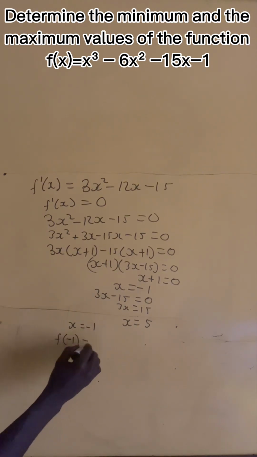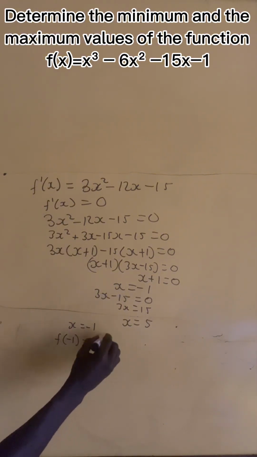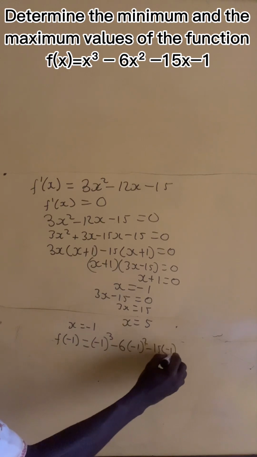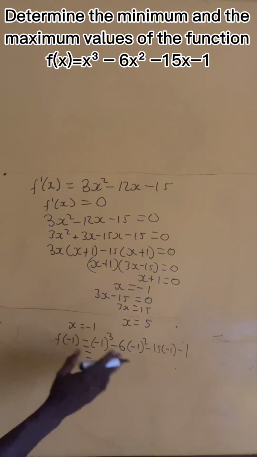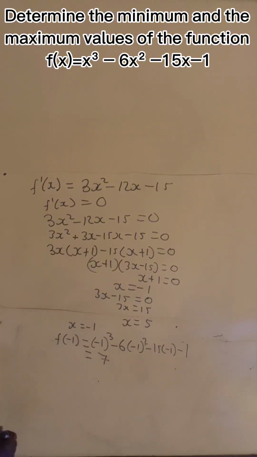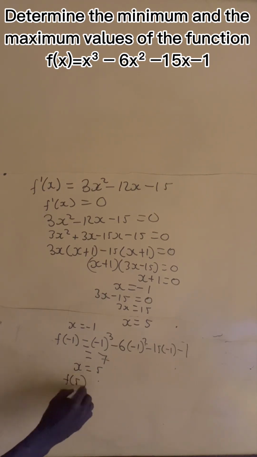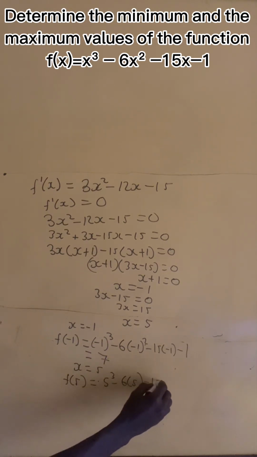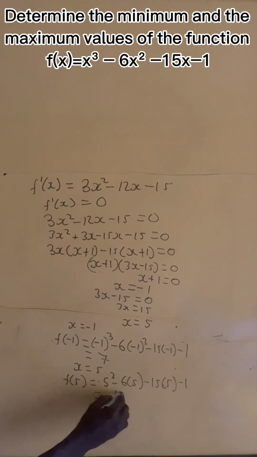So if x equal to negative 1, we put negative 1 into the original equation to get our y value. So we take negative 1 cubed minus 6 times negative 1 squared minus 15 times negative 1 minus 1. This simply gives us positive 7. Then we put in x equal 5. So we take f of 5 equals 5 cubed minus 6 times 5 squared minus 15 times 5 minus 1. And this gives us negative 101.